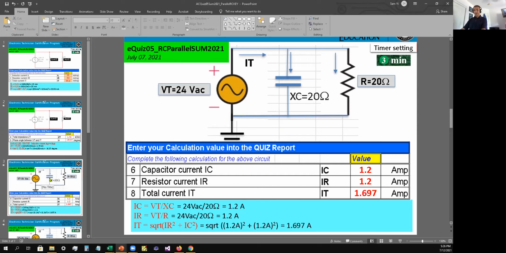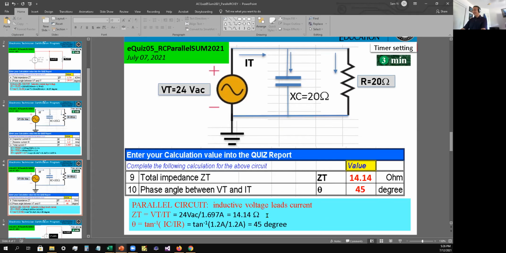No? Okay, next one. Now they want to know the total impedance ZT. ZT equals VT divided by IT. We know VT is 24 VAC divided by 1.697 amps. Like I said, 1.7 amps is fine. That should equal approximately 14.14 ohms. So ZT is equal to 14.14 ohms.